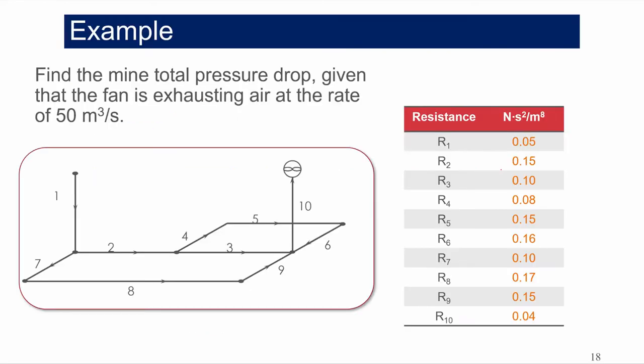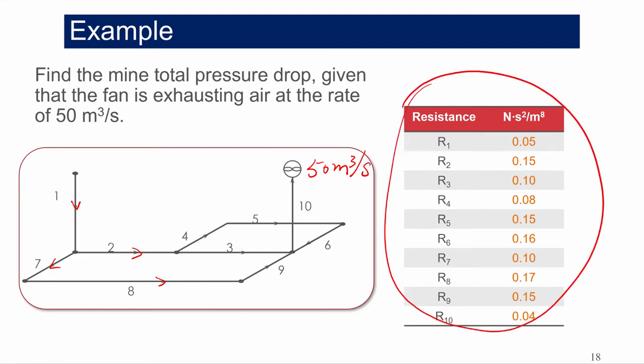In this example, the total flow rate to this mine is 50 cubic meters per second. So 50 cubic meters per second of air is exhausting from the mine. The arrows here indicate the flow direction, and there are 10 airways. The resistances for these airways are all given in the table shown on the right. The question asks us to find the mine total pressure drop.